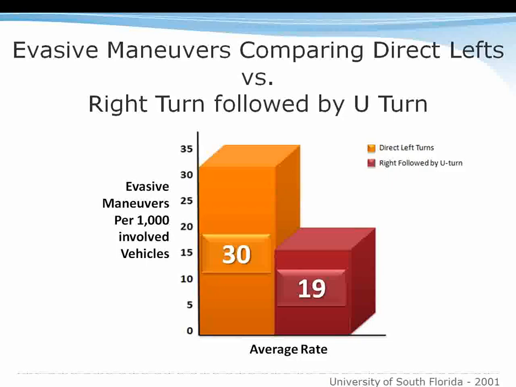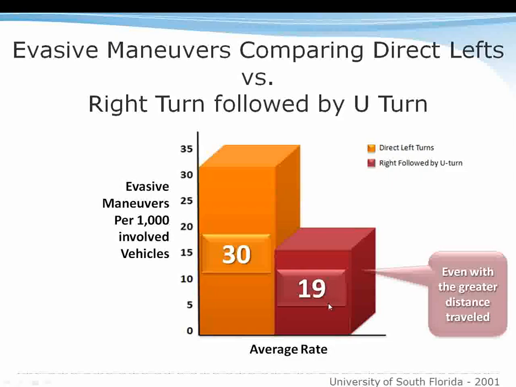When they added up all of the evasive maneuvers per 1,000 involved vehicles, those vehicles making direct left-hand turns had 30 evasive maneuvers per 1,000 vehicles, and the right turn followed by the U-turn, even though they traveled a greater distance and had to weave across traffic in order to make that U-turn, had a significantly less number of evasive maneuvers, 19 per 1,000.